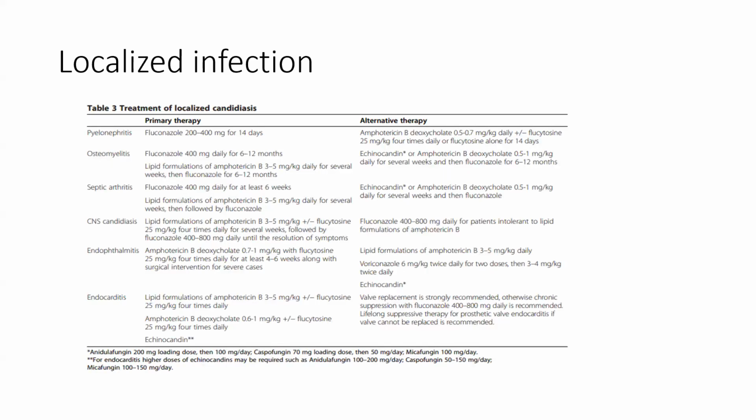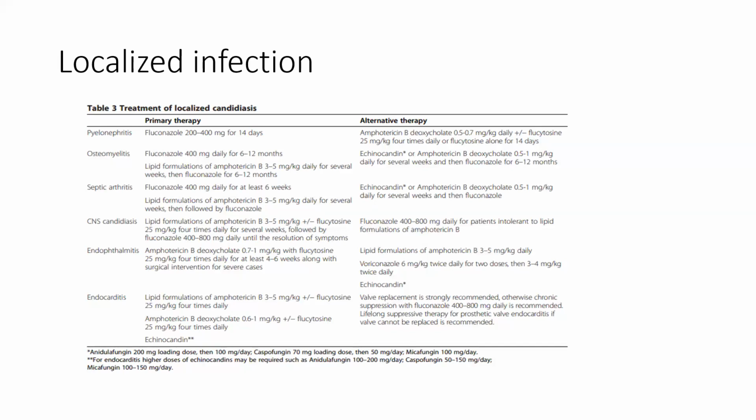Now, what is the treatment for localized infection? If it is pyelonephritis, then the primary therapy is fluconazole 200 to 400 mg for 14 days, and the alternative therapy is amphotericin B deoxycholate 0.5 to 0.7 mg per kg daily, plus or minus flucytosine 25 mg per kg 4 times daily, or flucytosine alone for 14 days.